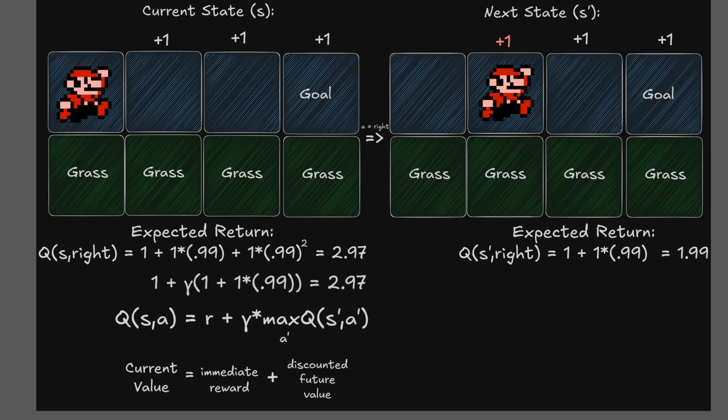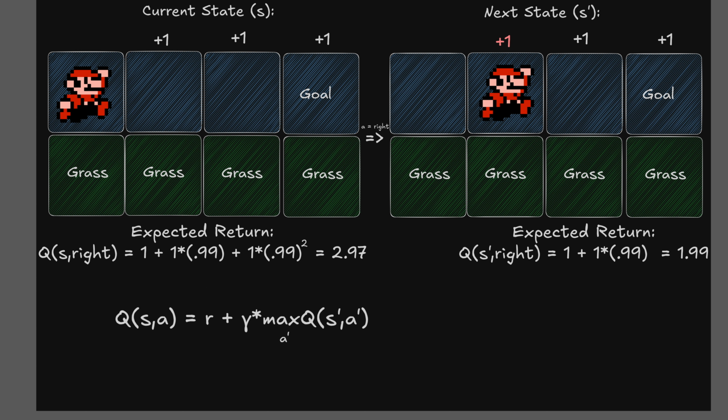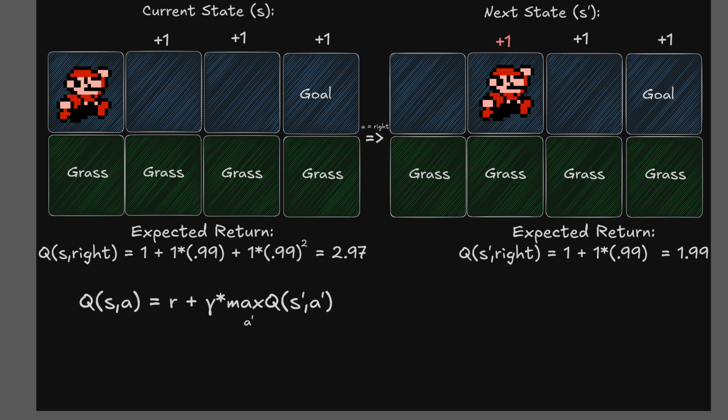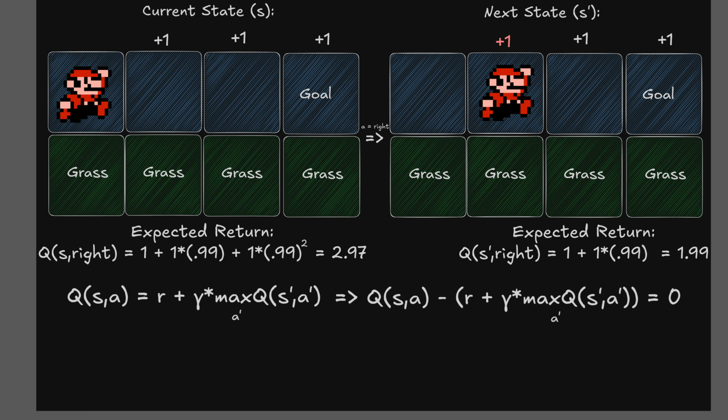Now, if our Q estimates were perfect, both sides would match exactly. So if we rearrange our equation, we get that it equals 0. And plugging in our example values, we see that this holds true. 2.97 minus 1 plus 0.99 times 1.99 does in fact equal 0.